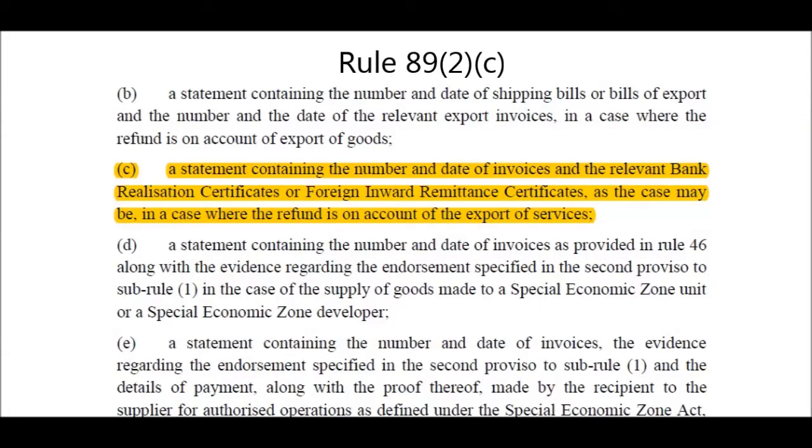So while filing that form GST RFD 01, you also have to file a statement containing the number and date of invoices and the relevant bank realization certificate or foreign inward remittance certificates, as the case may be, along with the refund application. This statement, like the invoice number and the bank realization certificate, will also be filed by you, and that is provided under Rule 89 sub-rule 2, clause C.